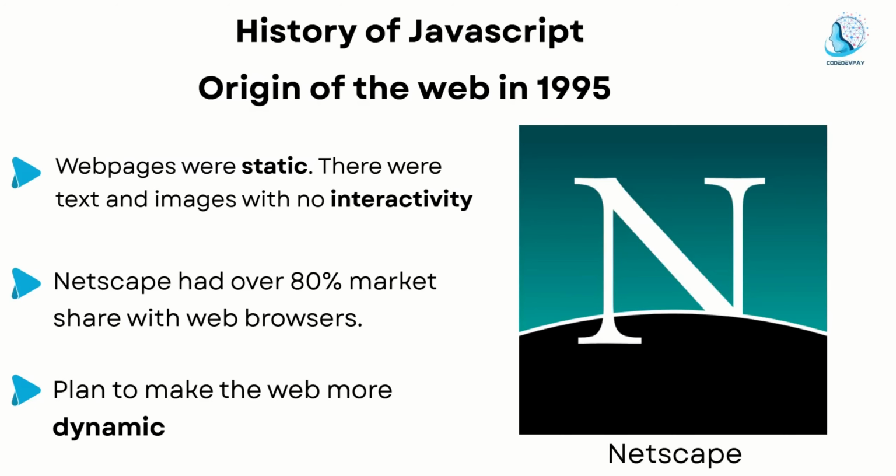To appreciate the JavaScript programming language, let us take a look at its history. Back in 1995, web pages used to be static, so websites used to only have images and text, and users could not interact with the website in terms of typing, scrolling, or clicking on buttons. Netscape, which was a web browser, was very popular and had over 80% of the market share. So they decided to solve this interactivity problem by making websites more dynamic.